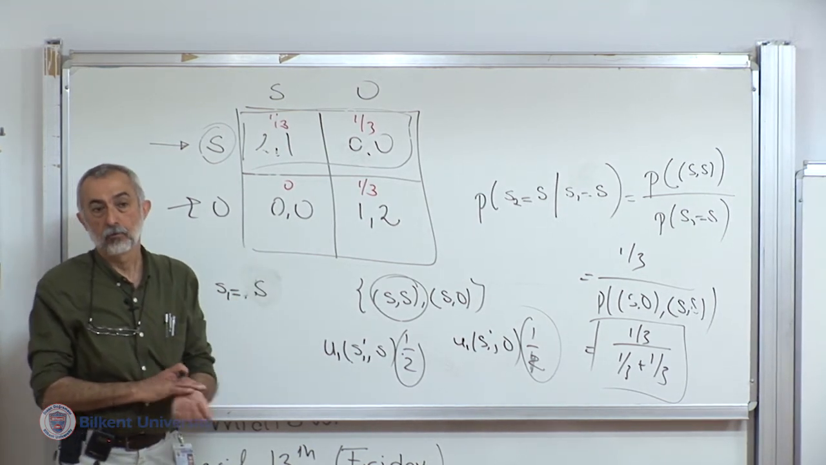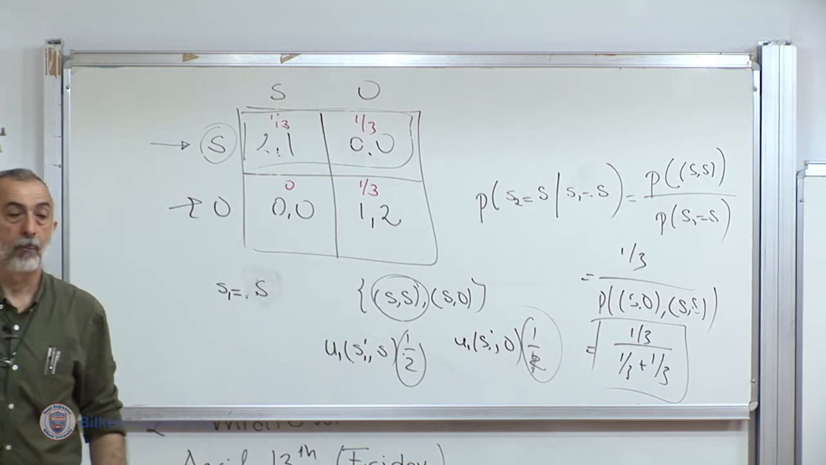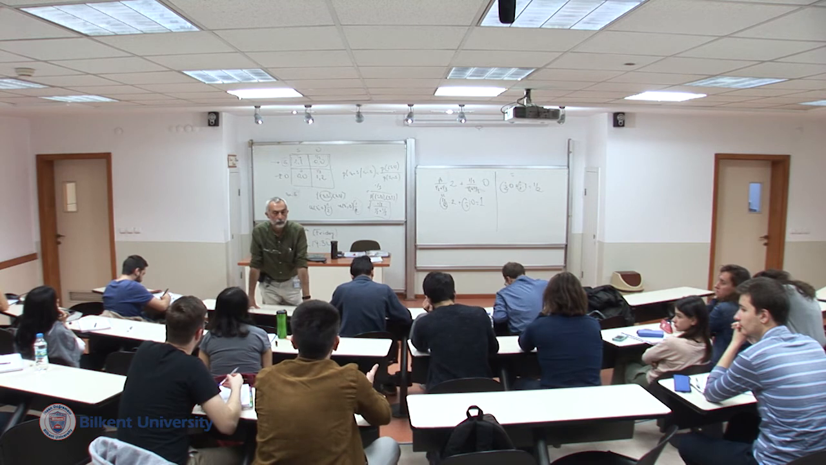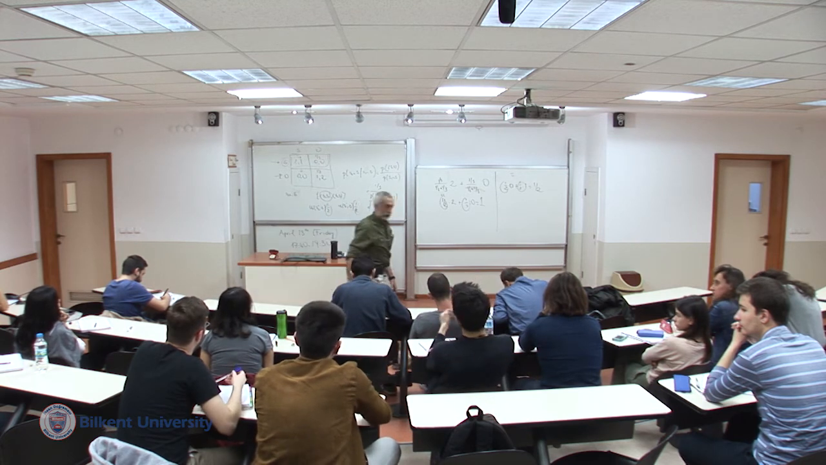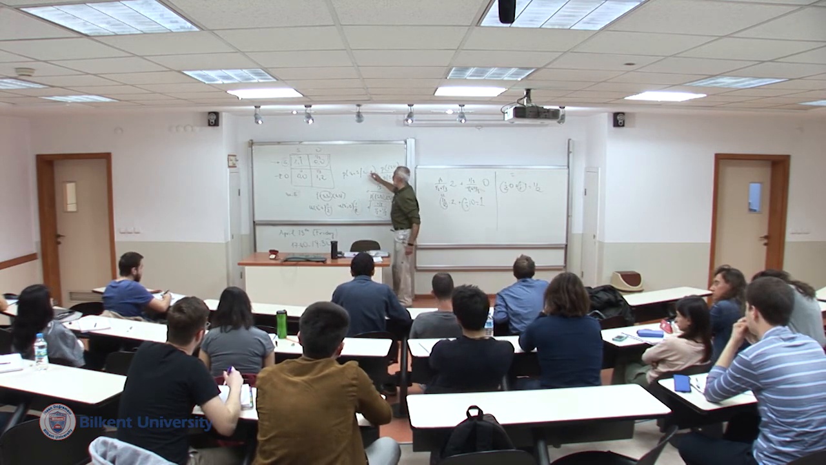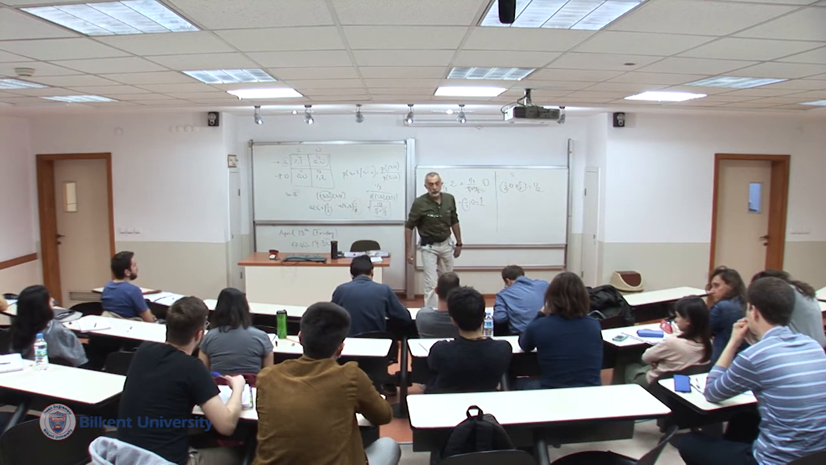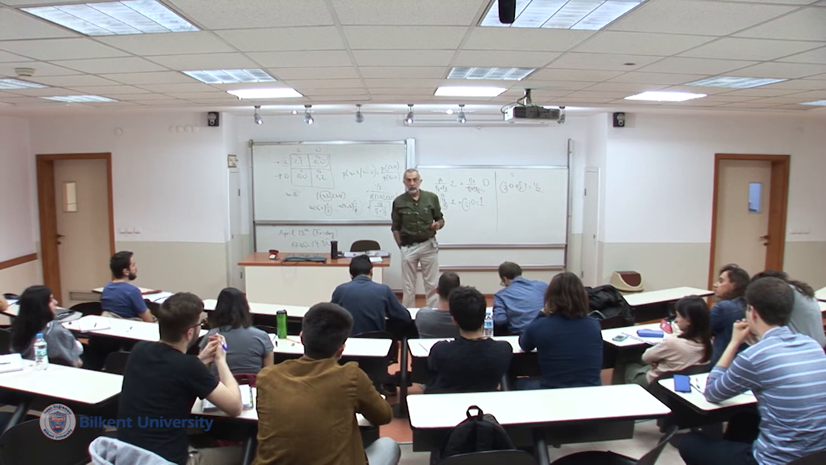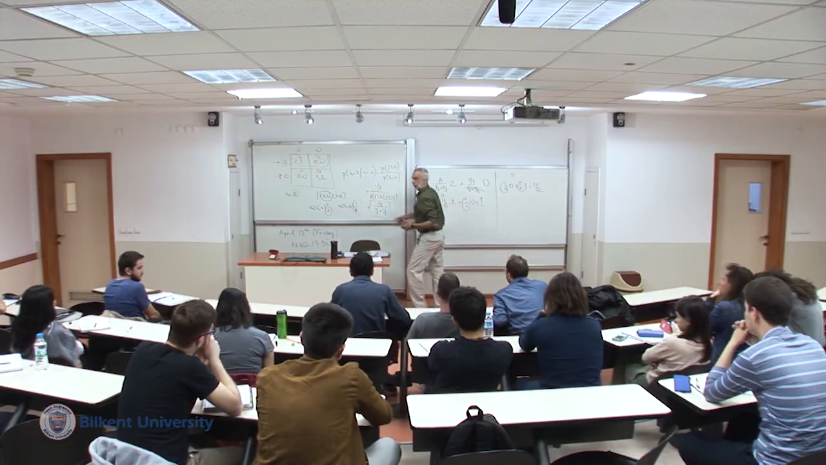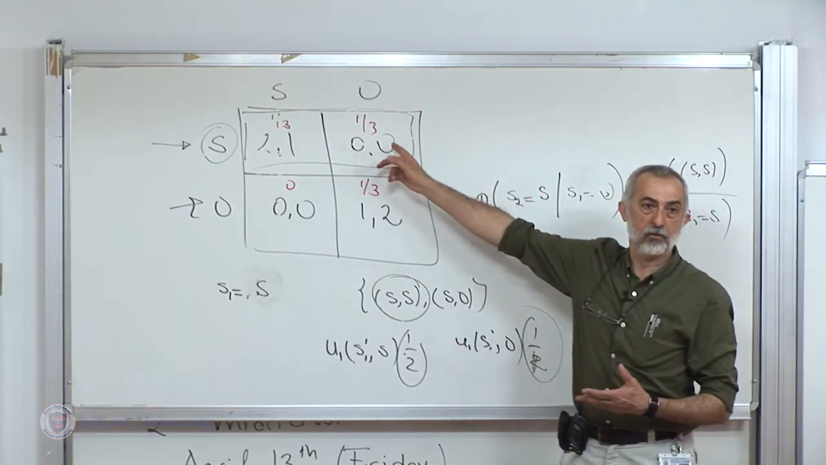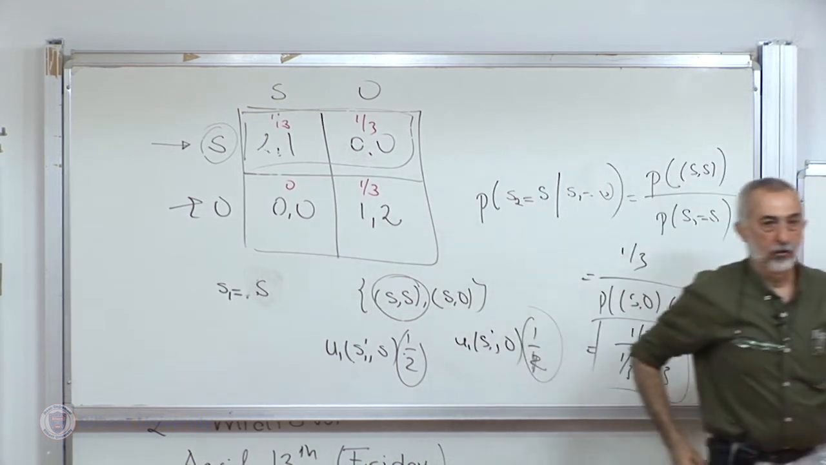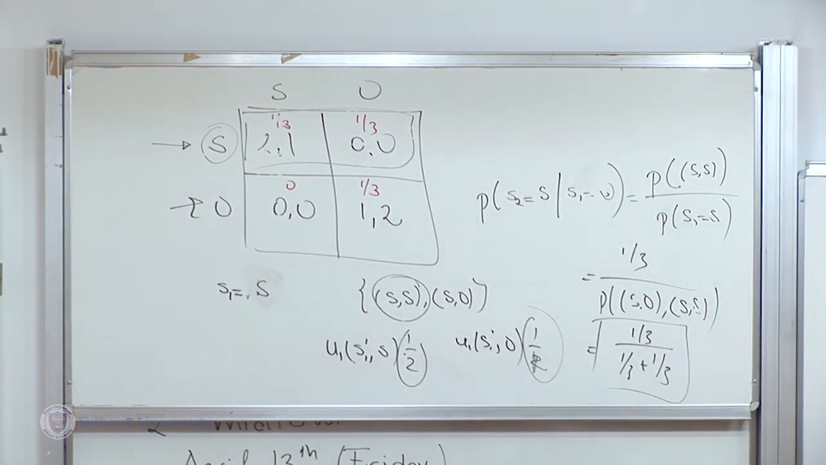Why isn't there updating? We might deviate when we play O, for example. Why don't we use the probability of S2 equals S, given that S1 we play O? Well, you see, there are two things. The probabilities are based on the outcome of the random experiment. Probabilities depend on the random device. But playing O is a decision that I make.